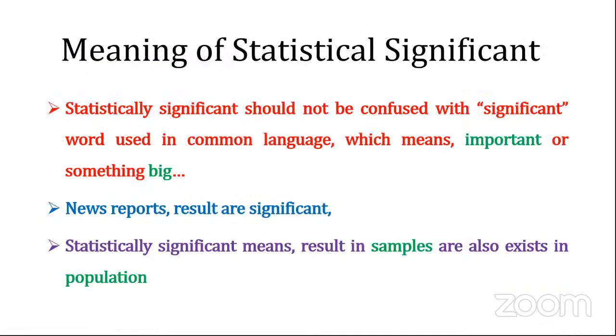So these are the different types of level of significance. Further, statistically significant should not be confused with commonly used words like important or something big, because statistical significance means our samples are true representatives of the population, and we have a variation between the treatment and the control. That means statistically we have sound evidence that yes, there is a difference between the treatment and the control, and our alternate hypothesis is correct.